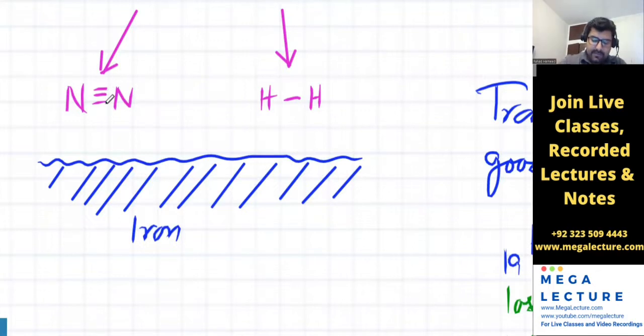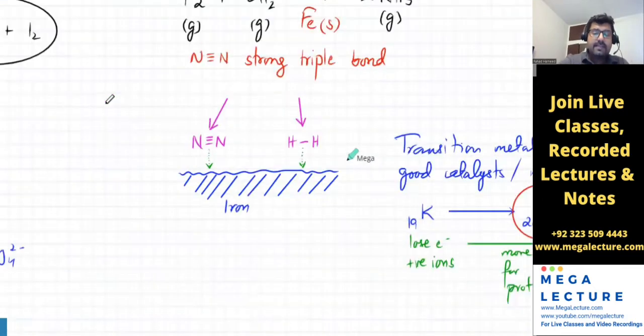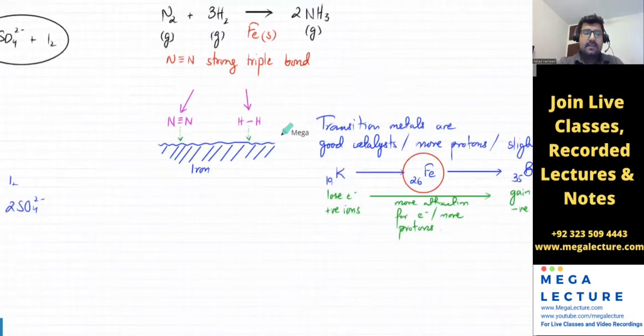If the N2 molecule is close to the iron catalyst, the electrons in the triple bond will start getting attracted to the iron, not very strongly. Okay, we don't want them to be attracted too strongly. So the electrons in the bonds are going to be attracted towards iron. And that's known as adsorption. There's going to be a very weak force of attraction.